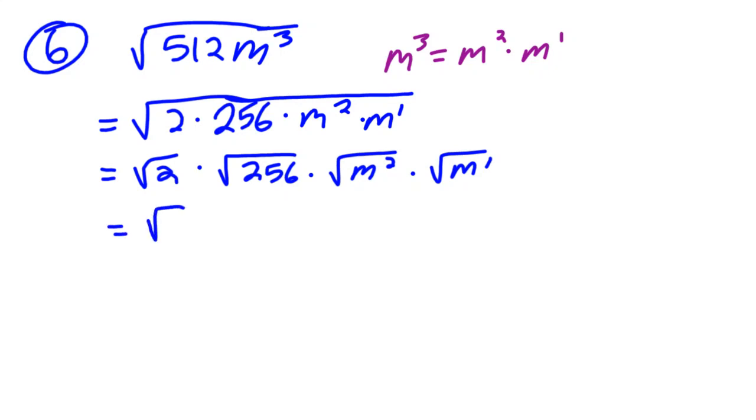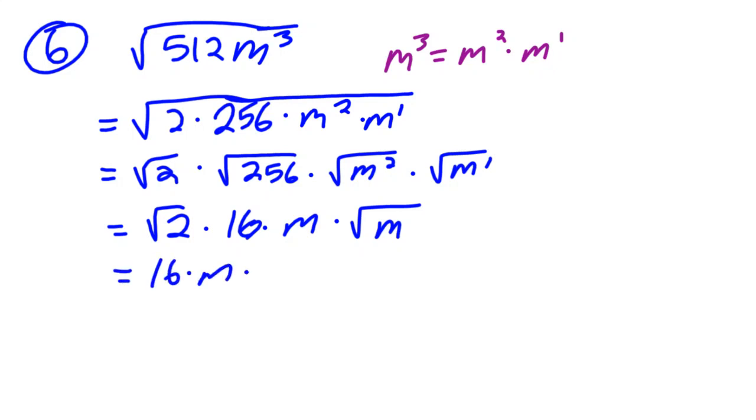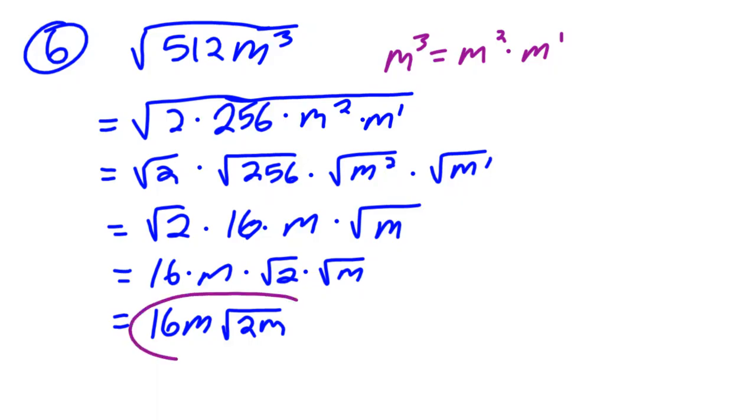So we have rad 2. Square root of 256 is 16. Square root of m squared is m. But we can't take the square root of m to the first. That's the most simplified it can be. So we're just going to write radical m. I'm going to reorder this. It's m times rad 2 times rad m. And in our final step, I'm going to write 16m rad, and I'm going to combine rad 2 and rad m to be rad 2m. When we multiply radicals, we can rewrite their product under the same radical.